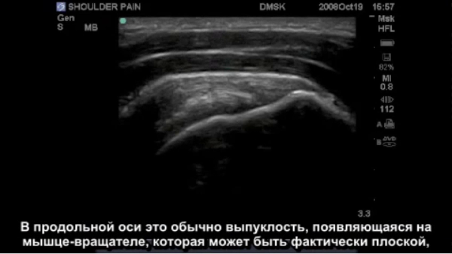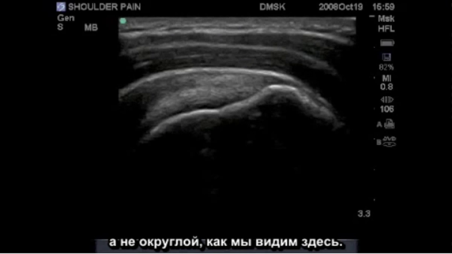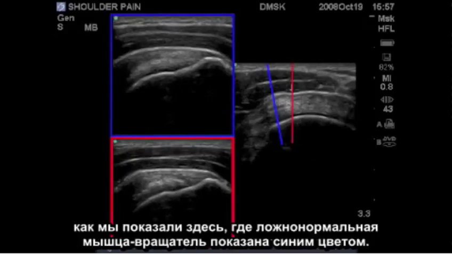In long axis, this normally convex appearing cuff may actually be flattened instead of rounded, as we see here. Again, take care to scan through the entire cuff to avoid any false positives, as we have demonstrated here as a falsely normal cuff in blue.